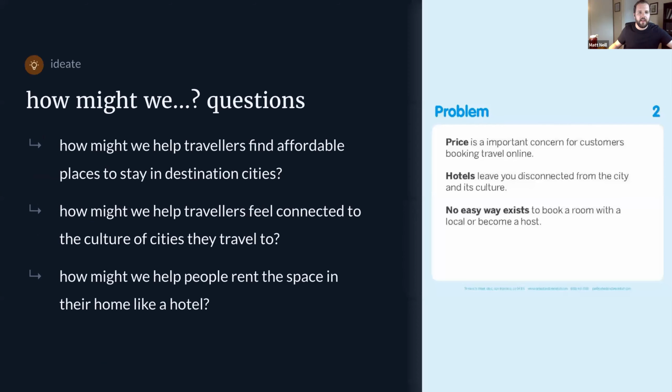An example of that, here's one using our Airbnb example, where on the right-hand side we have our problem statements, and on the left-hand side are some examples of what a how might we question for each of these might look like. So how might we help travelers find affordable places to stay in destination cities is something that addresses the problem statement of price being an important concern for people. I'm not going to read all of these, but I think you get the gist.